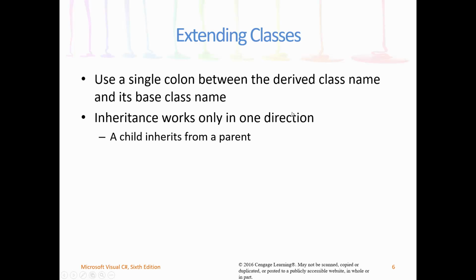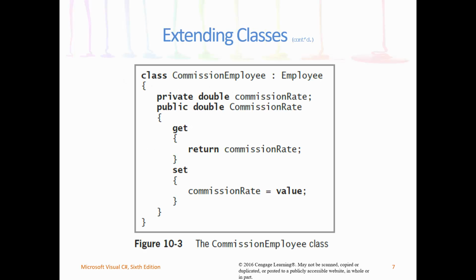Now they're going to show you the syntax for doing this. As it says, you put a single colon between the derived class name and the base class. Again, inheritance works in only one direction. A child inherits from a parent, not the reverse. So here's an example. So notice we've got class commission employee. So commission employee is the child, colon, employee. So this means class commission employee extends or inherits from employee. In Java, you would use the word extends here. In C#, you use a colon.